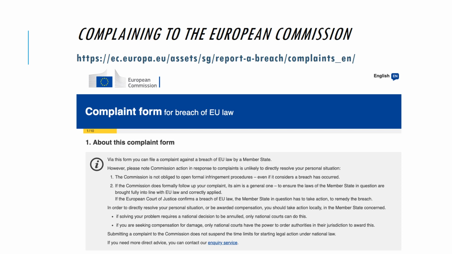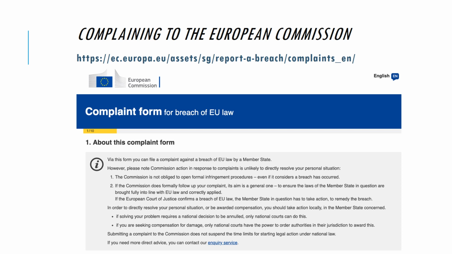The standard form for complaints asks for various details about the complaint. This includes details about the complainant, details of the authority against which the complaint is directed, the national measure suspected of infringing EU law, details of the instruments of EU law which have been breached, as well as a description of the nature of the problem.